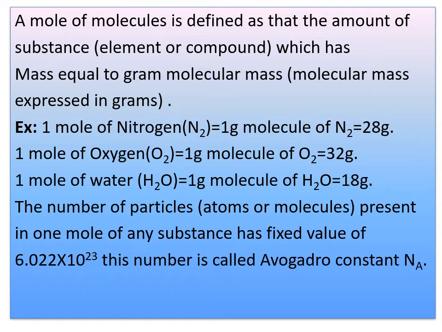Whatever the last lesson you have learned, you have to keep in mind for today's class. Now you have to remember the number of particles in the form of atoms or molecules present in 1 mole of a substance has a fixed value of 6.022 into 10 power 23. This number is called Avogadro constant. In other words, you can remember a mole of particles is defined as the amount of a substance which contains Avogadro number of particles. What is Avogadro number here? 6.022 into 10 power 23.